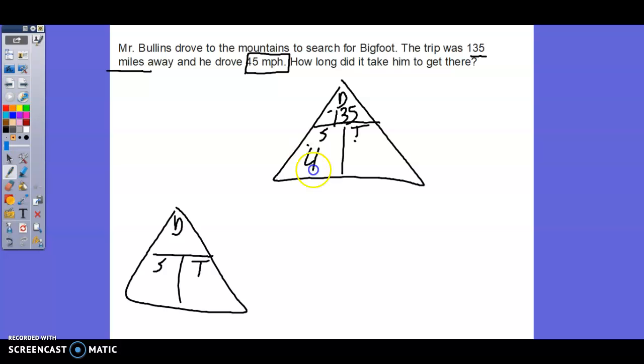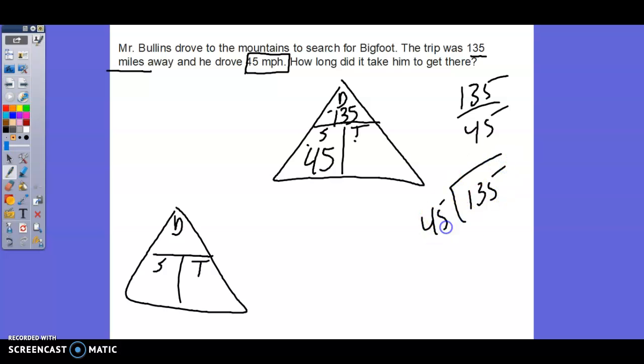It's a speed. I look inside of here. I have 135 over 45, which is equal to 135 divided by 45. And this is one of those instances I said you probably need your calculator, right? What is 135 divided by 45?